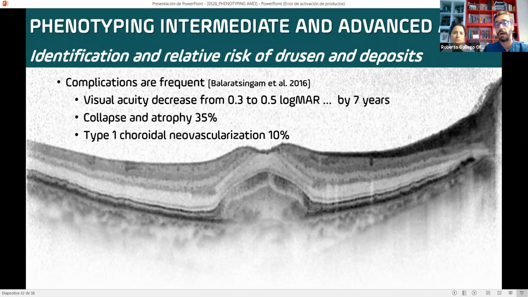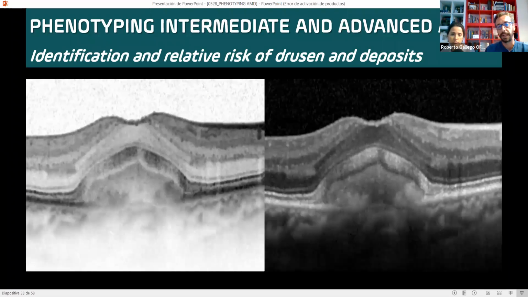So are they benign? No, because the risk of reabsorption is high. So it's going to lead to either atrophy normally and sometimes neovascularization. So it's something that we should follow. Sure. And how would you define that appearance?